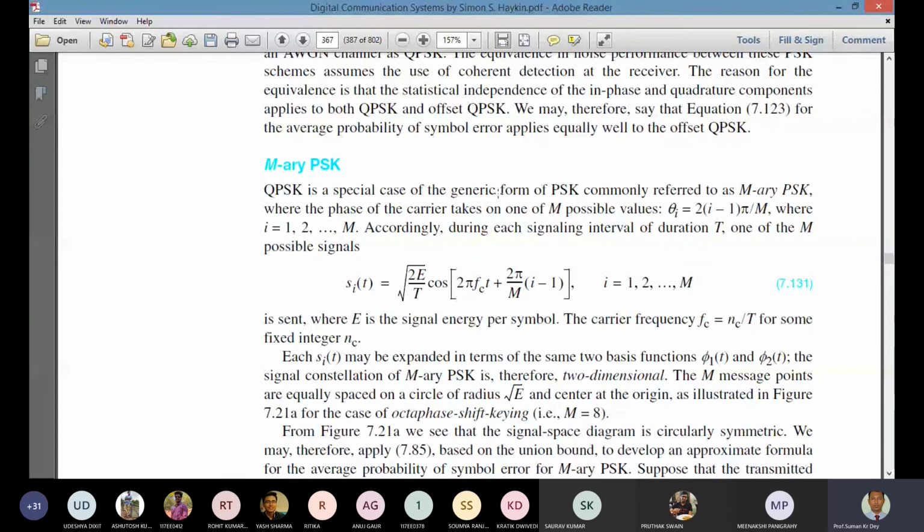There will be M possible values, and the phase theta i is equal to 2 into i minus 1 into pi by M. And what is the value of i? i equals 1 to M. So that means the general symbols we are representing by this.